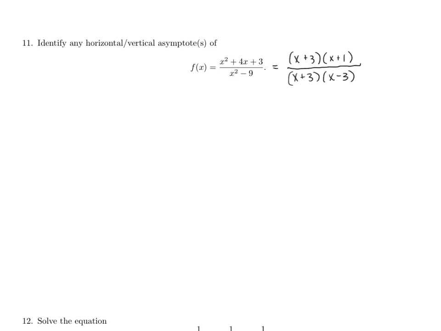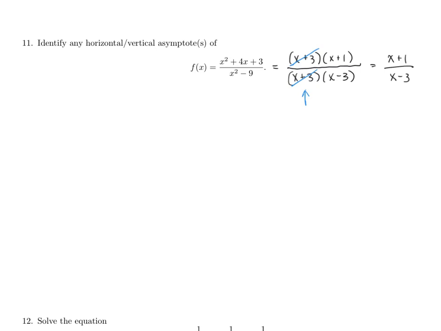And notice that the factor x plus 3 will cancel out because you have it on the top and the bottom. So since there's 1 in the numerator and the denominator, those cancel out, and you're left with x plus 1 over x minus 3. So that is your simplified version of the function given. So that means that this is a point of discontinuity right here, okay? It happens at -3. So that is not going to be a vertical asymptote.